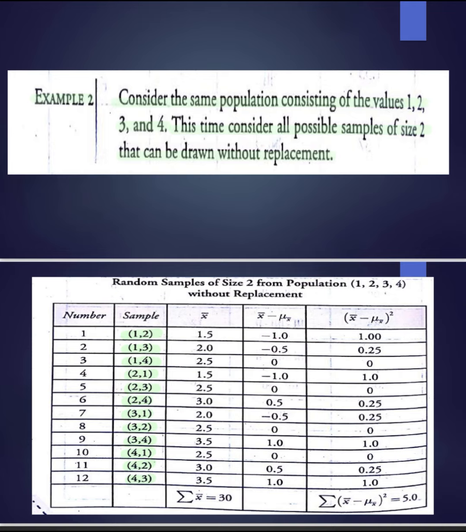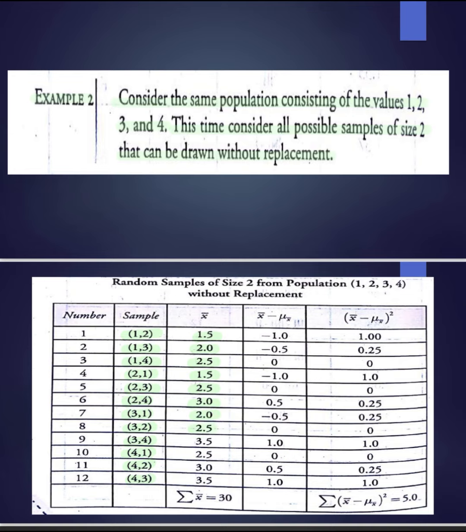To do this, again, let's add 1 and 2 and divide by 2, the quotient is 1.5. 1 plus 3 divided by 2 is equal to 2.0. 1 plus 4 divided by 2 is equal to 2.5. 2 plus 1 divided by 2 is equal to 1.5. 2 plus 3 divided by 2 is equal to 2.5. 2 plus 4 divided by 2 is equal to 3.0. 3 plus 1 divided by 2 is 2.0. 3 plus 2 divided by 2 is 2.5.